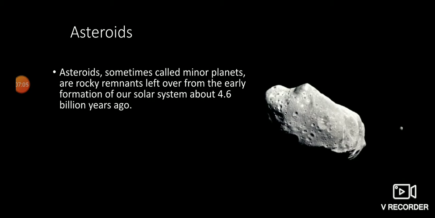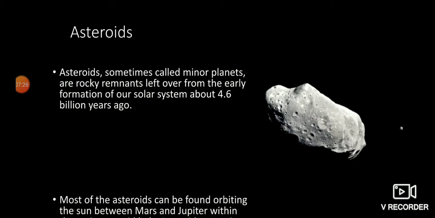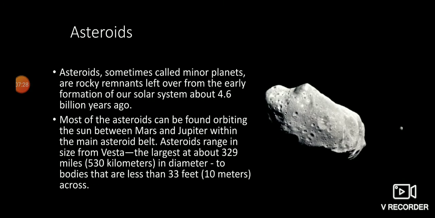Many shapes of asteroids can be seen in the solar system, moving in a particular way or orbit about the sun. Some move haphazardly, and when they are attracted by Earth's gravity, they fall on the Earth. Most of these asteroids can be found orbiting the sun between Mars and Jupiter, within the main asteroid belt.